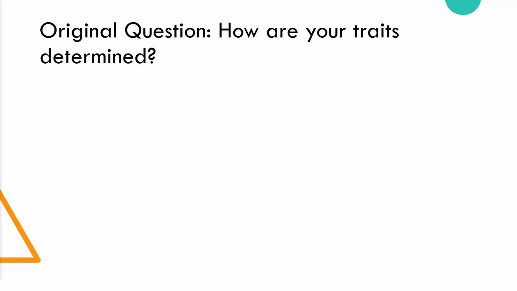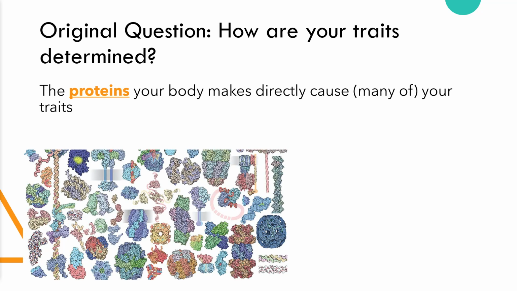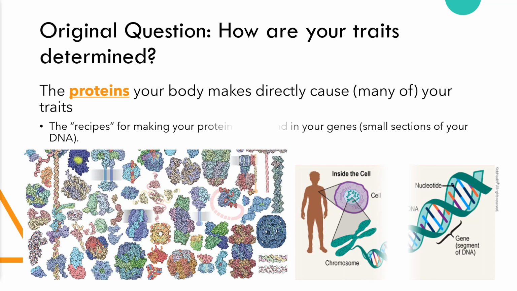So, let's go back to our original question that we asked at the start of this video. How are your traits determined? Hopefully you know the answer to this question, and it is the proteins your body makes directly cause many of your traits to be what they are. You look the way you do, and your body functions the way it does because of the proteins that your body makes. We should also note that the recipes or instructions for creating these proteins come from your genes, which are small sections of your DNA.